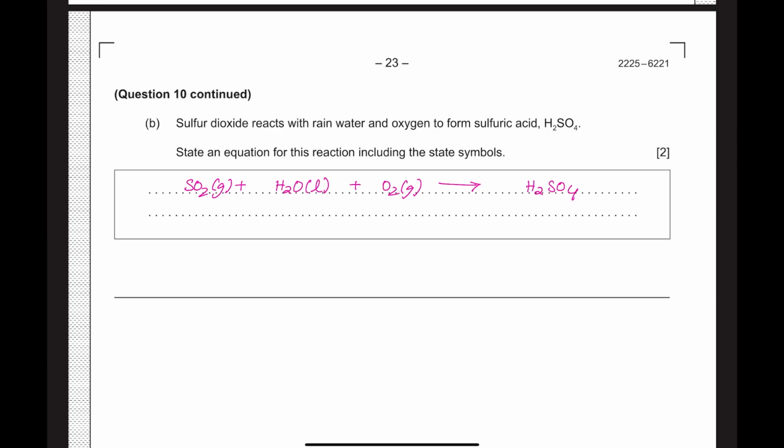So if I put a 2 in front of H2SO4, then I have to put 2 in front of H2O. I have to put 2 in front of SO2. I think this balances out the reaction. 4 2s are 6, 2s are 8. Yes, 8 oxygen on the left side, 8 on the right side. Yes, this is the reaction between SO2, rainwater, and oxygen to form H2SO4.